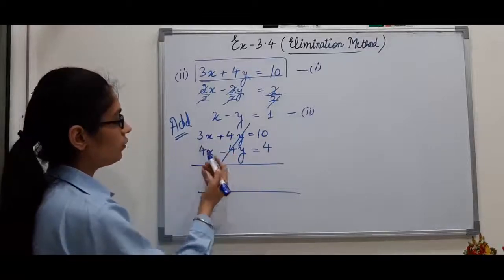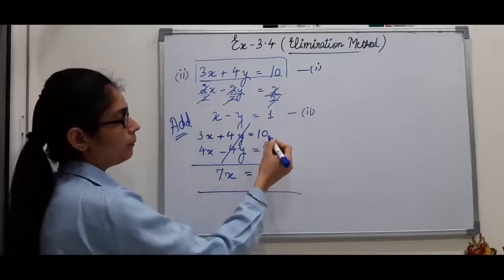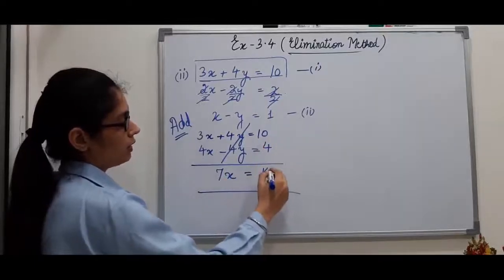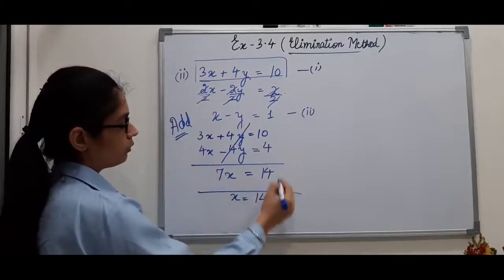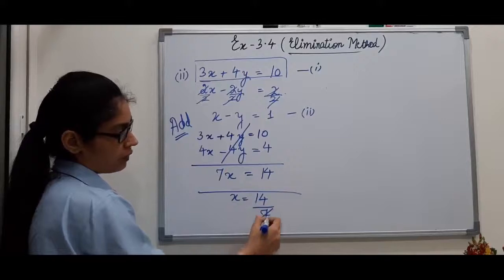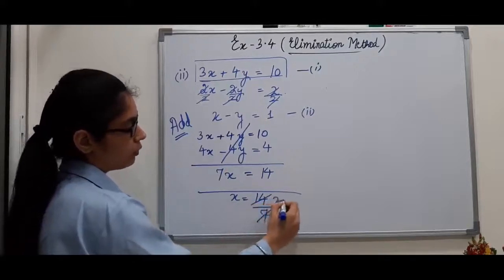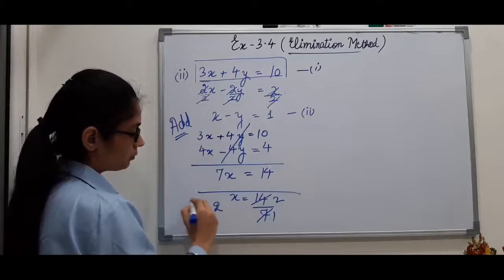Now 3 plus 4 is 7x, equals 10 plus 4 is 14. So 7x equals 14. On shifting 7 to the other side, it gets divided by 14. So 7 into 1 is 7 and 7 into 2 is 14. I got my x equals to 2.